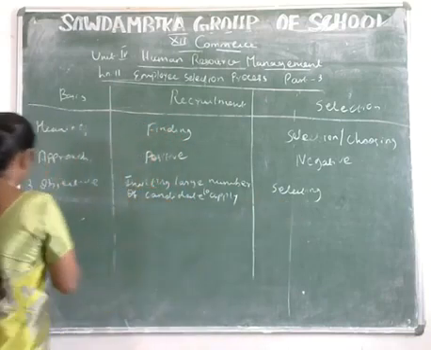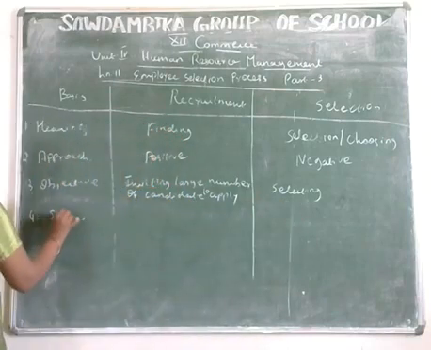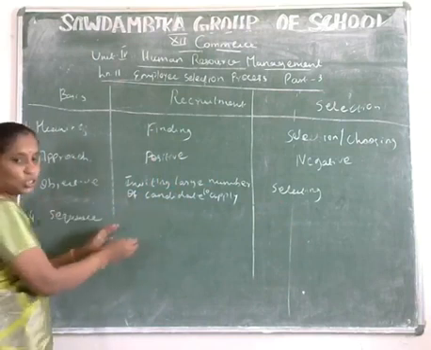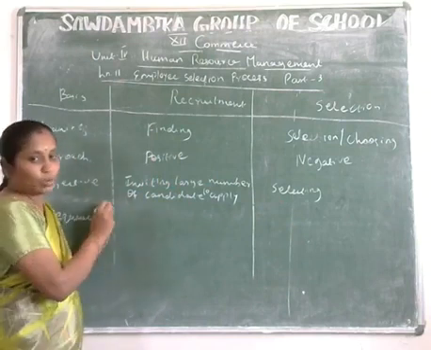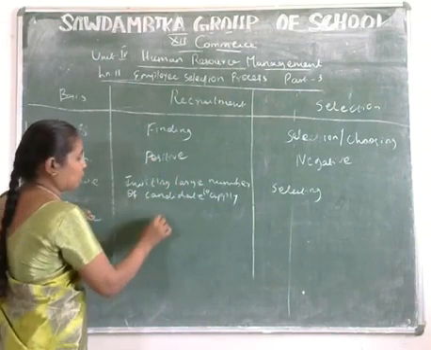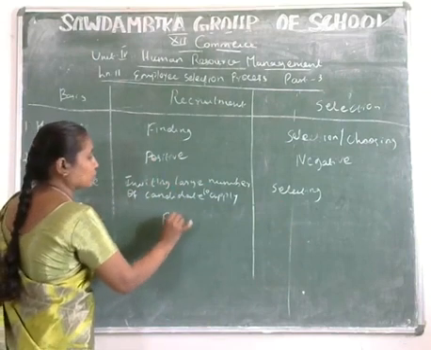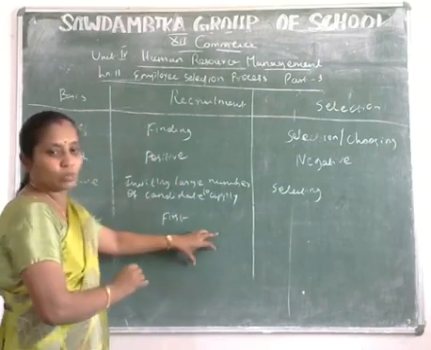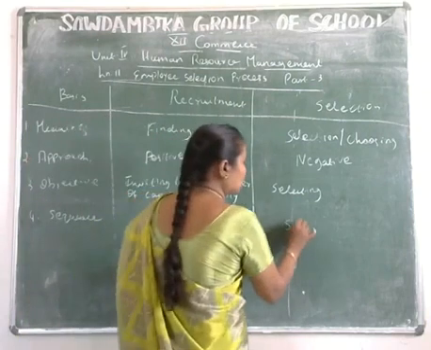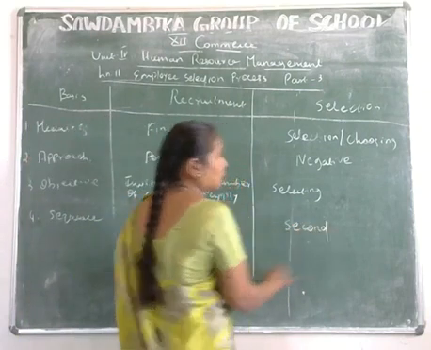The fourth one is sequence. Sequence means order. In every organization, the first stage is recruitment. But in the selection process, the order is the second stage.